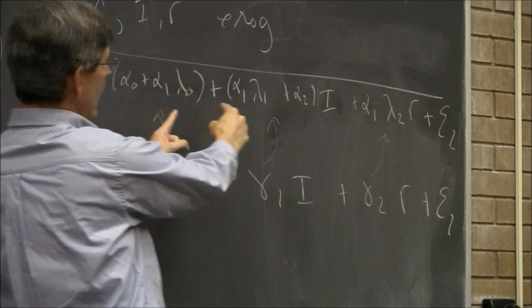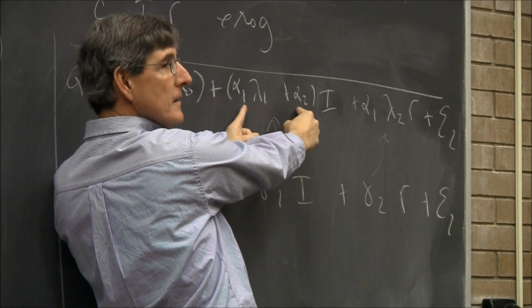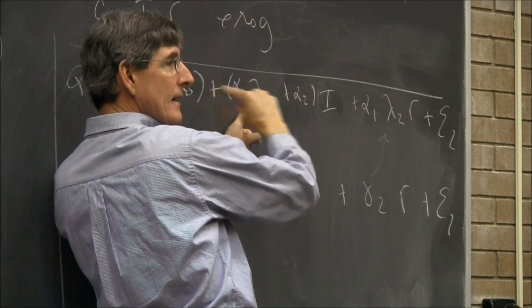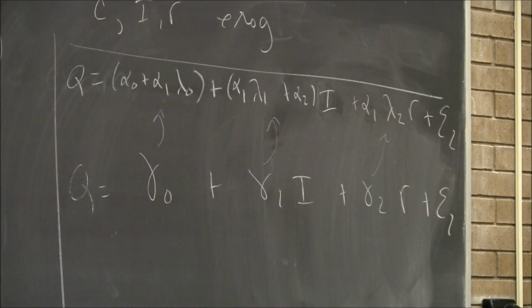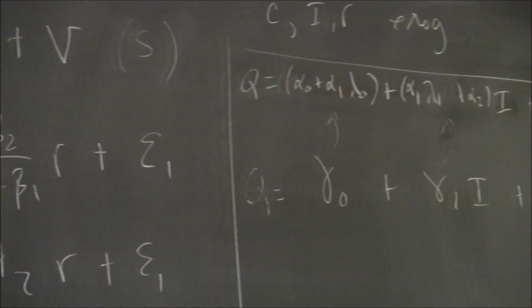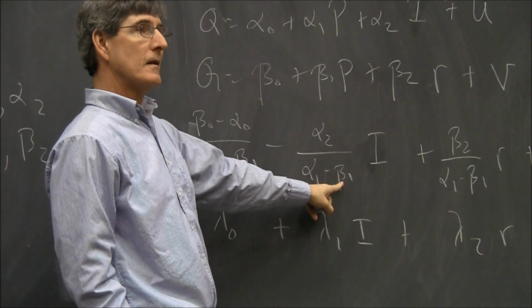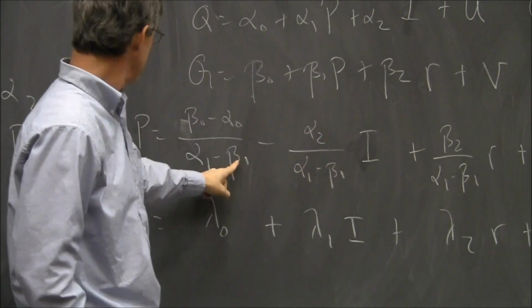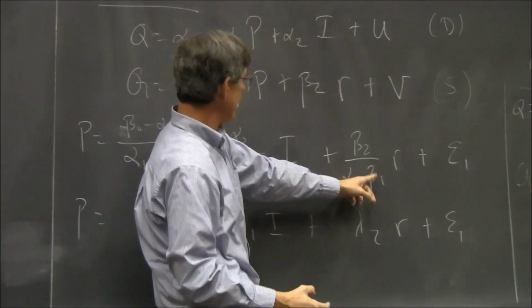Then once I know alpha 1, I'll be able to get alpha 2 from here. So I can get all the alphas, and then once I have the alphas, I can get back here and get the betas. I need one with just one alpha in it. There it is. Or one beta in it. There it is. So once I know alpha 1 and alpha 2, I'll get beta 1 there. And then once I know beta 1, I can get beta 0 there. And once I know beta 1, I can get beta 2 there.